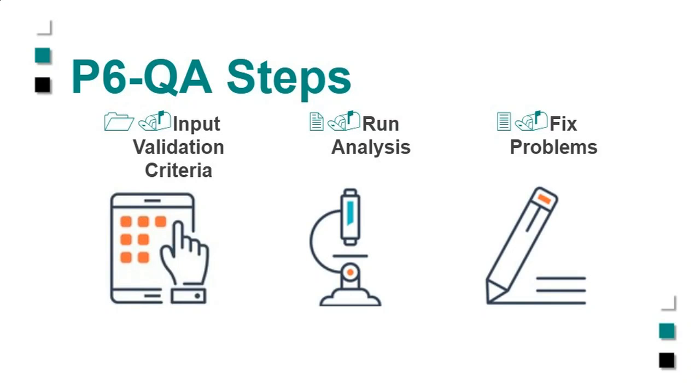So, P6QA is really fairly simple with how it is run. Essentially, you input the validation criteria. There are defaults that are put into P6QA, but on a project by project basis, you can also change those defaults to whatever needs you have for an individual project. Once those are done, you're going to run your analysis. That analysis is going to automatically give you your results. You can see where your problems are and you can fix those problems.